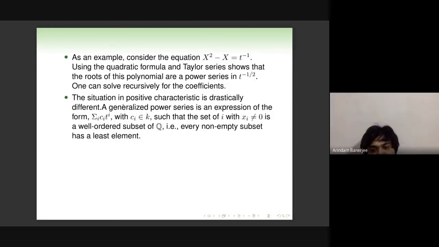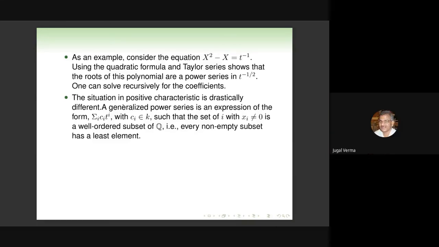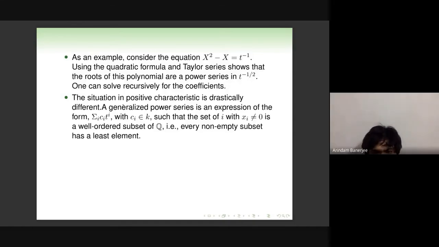A generalized power series, we will need this notion to describe it in the case of characteristic p, is a power series expression of the form summation c_i t to the power i, c_i in k, such that the set of i for which c_i is not 0 is a well-ordered subset of Q. That is, every non-empty subset has a least element.